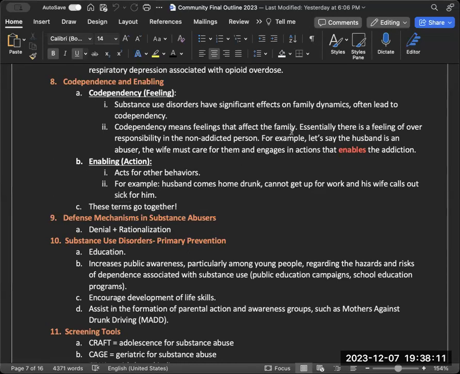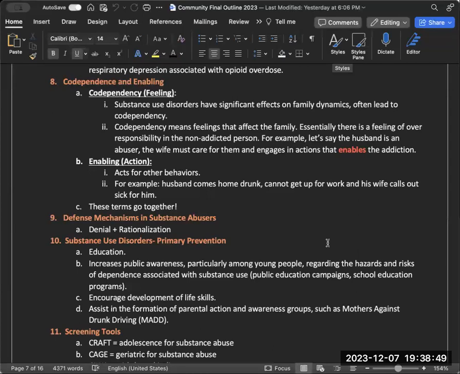And the enabling part is that the wife has this over-responsibility to care for them, but she enables the actions, or in other words, the continued substance use. Let's just say the husband comes home drunk. This is Dr. D's example, and he cannot get up for work. The wife will call out for him, saying that he's sick. So she feels the over-responsibility, which is the codependency, and the action that she does enables him and the addiction. So essentially, these two go together.